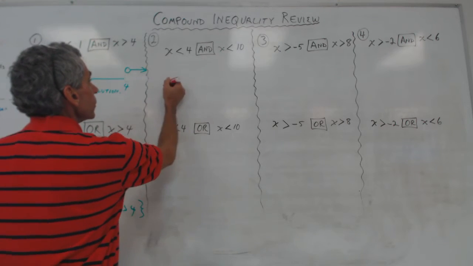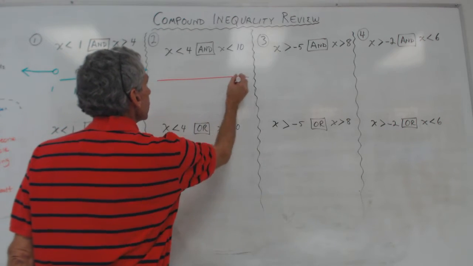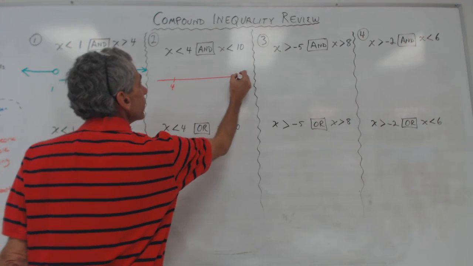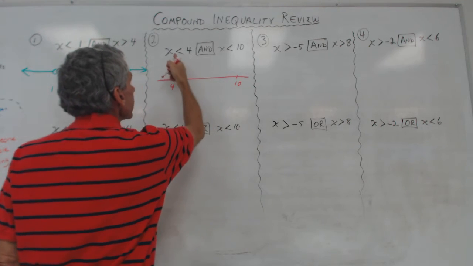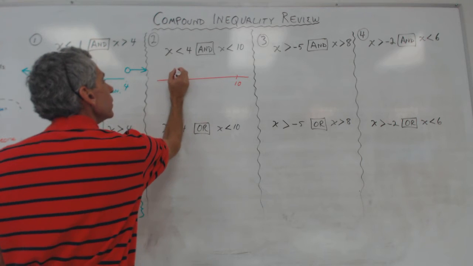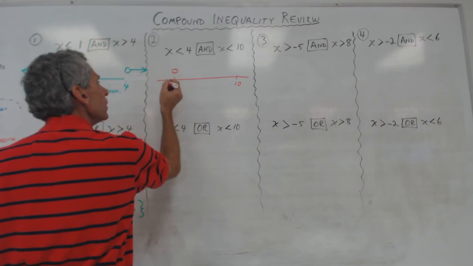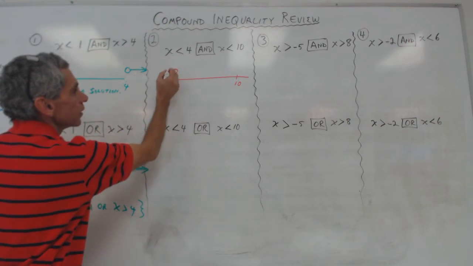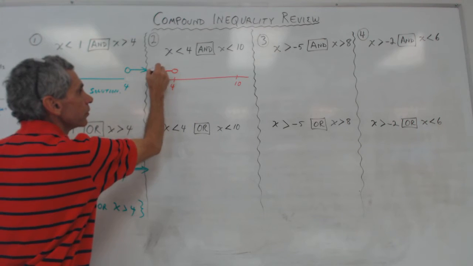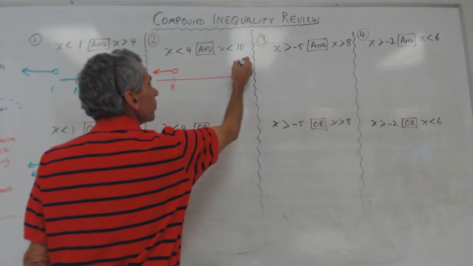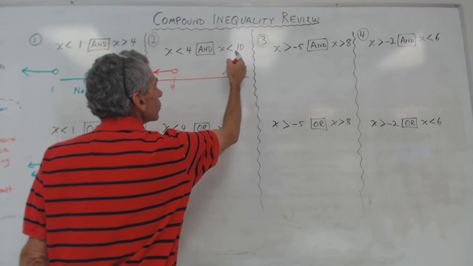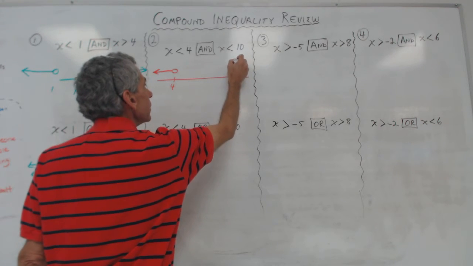Okay, so I'm going to draw my line again, and I've got a 4 here, and I have a 10 here. It says x is less than 4. So I'm going to draw a circle up here. It's an open circle because it's not equal to it. It just goes left. And then I'm going to draw an open circle up at the 10. It also goes left. X is less than 10.